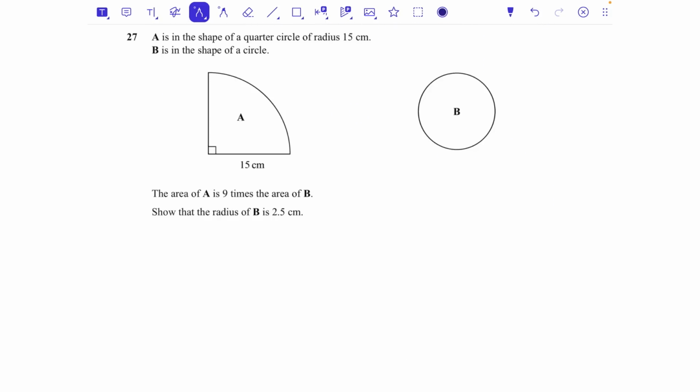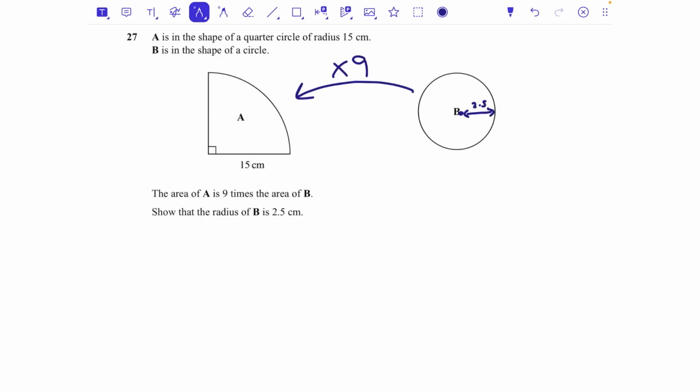Question number 27. A is in the shape of a quarter circle of radius 15, and B is in the shape of a circle. The area of A is 9 times the area of B. So this multiplied by 9 makes the area of this shape. Show that the radius of B, the radius goes from the middle to the edge, is 2.5.